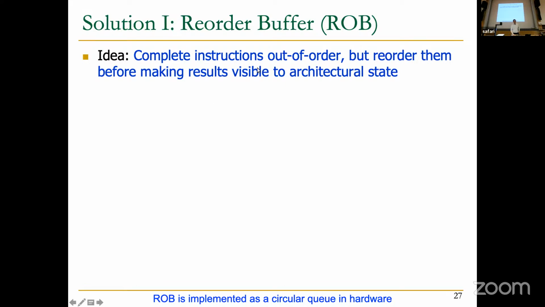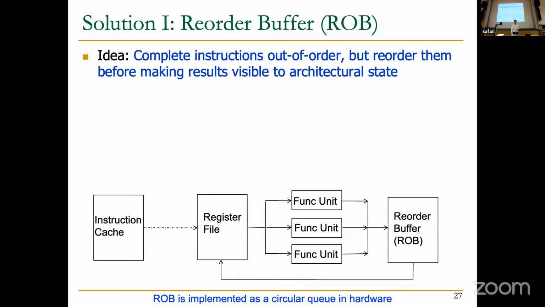The idea is basically complete instructions out of order, but reorder them before making the results visible to the architectural state. In other words, update the architectural state in order, but store the results of these instructions somewhere microarchitecturally. And this place is going to be called a reorder buffer. Does that make sense? We still update the architectural state in order, in the program order, but the instructions will write their results out of program order and the machine will keep executing.